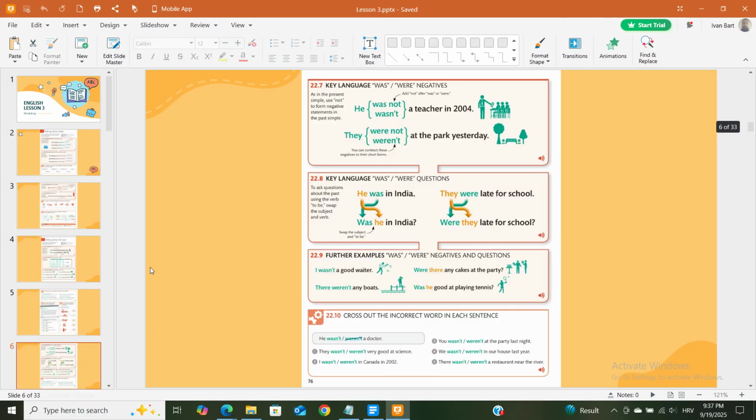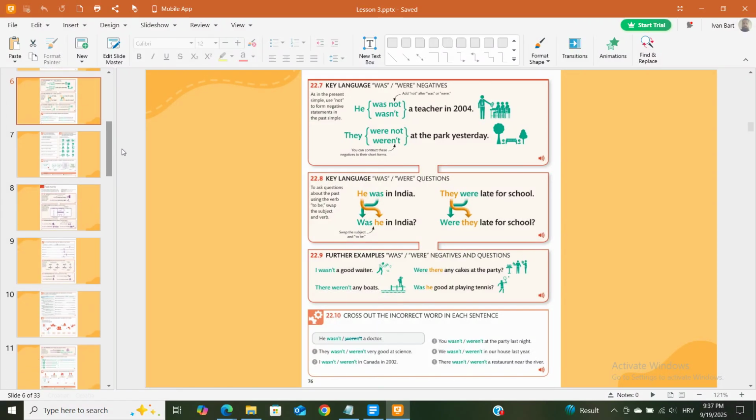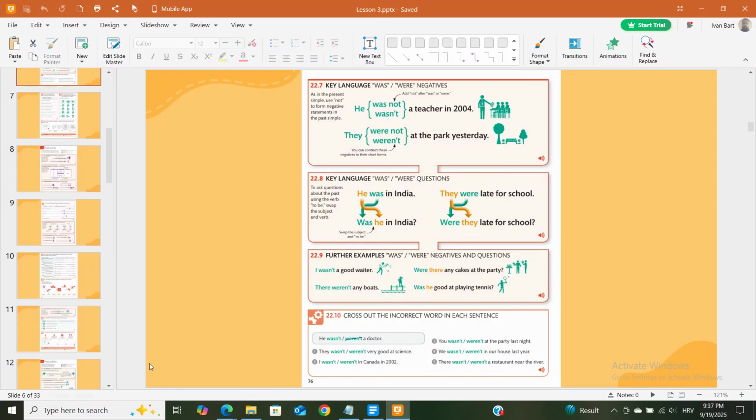22.7 Key language: was and were negatives. As in the present simple, use not to form negative statements. Add not after was or were. Was not, wasn't. Were not, weren't. You can contract these negatives to their short forms. They weren't a teacher in 2004. We weren't at the park yesterday. 22.8 Key language.